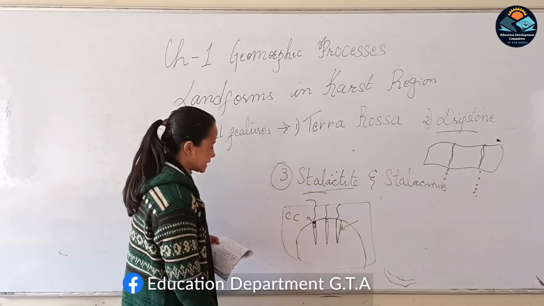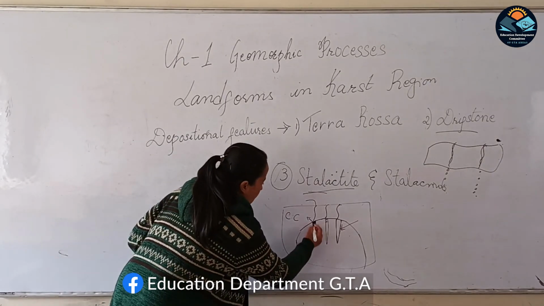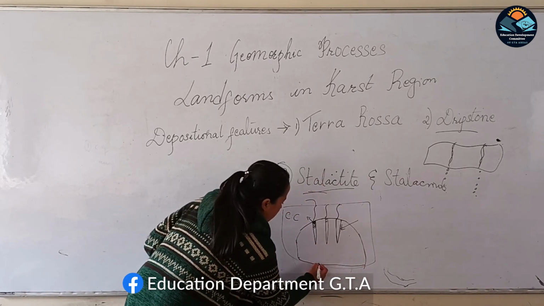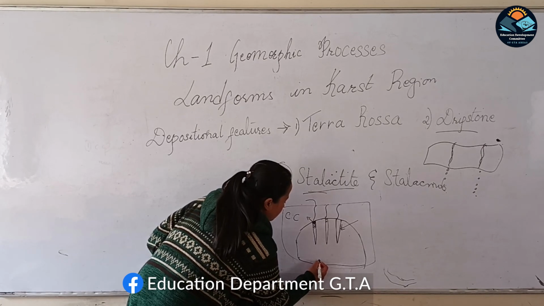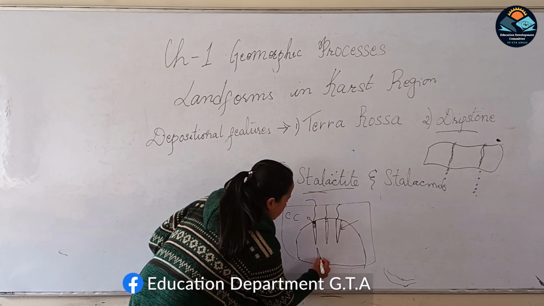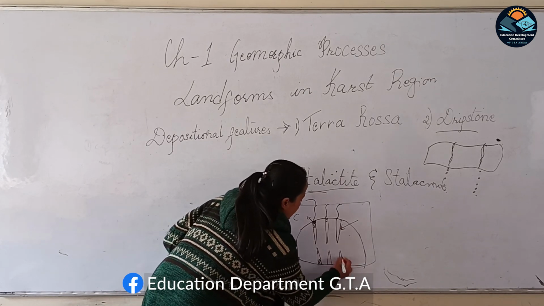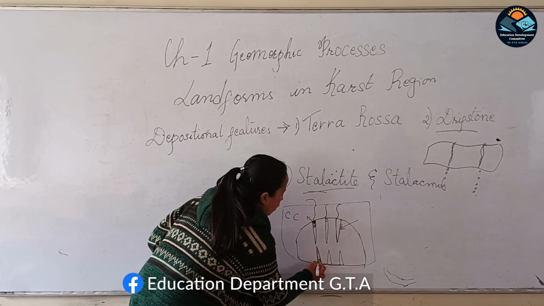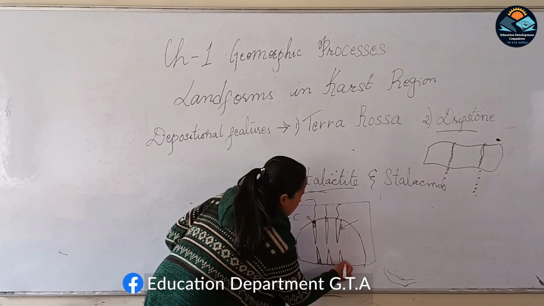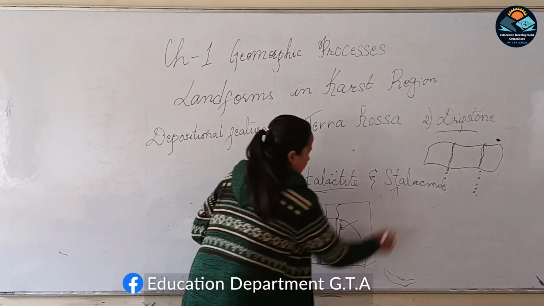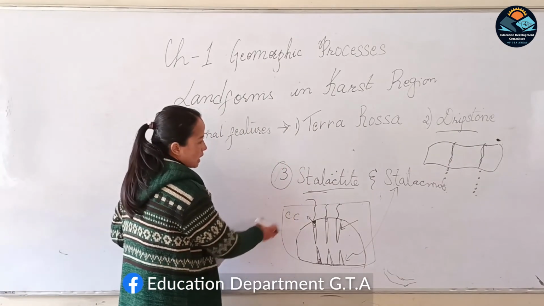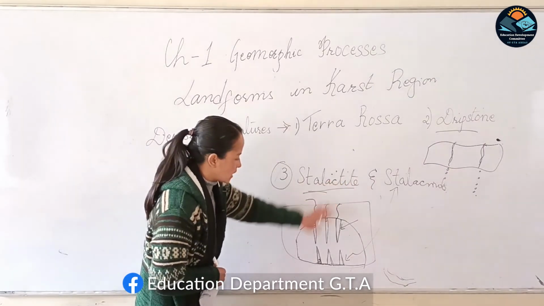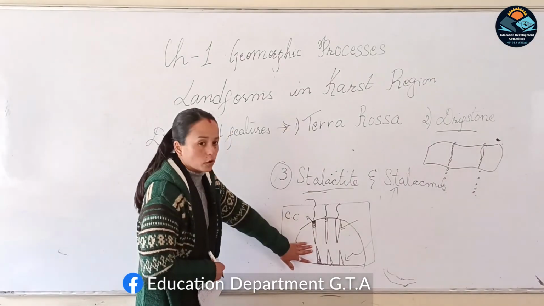Now the next one is the stalagmite. In the same way, the drop of water which has reached the floor of the cave also has some calcium carbonate, which gets deposited and grows in size in course of time. This calcium carbonate which grows from the floor of the cave towards the roof is known as stalagmite. So this is stalactite and stalagmite. The only difference is that the stalactite hangs from the roof, and the stalagmite comes from the floor of the cave.